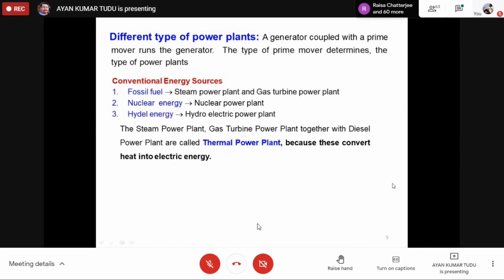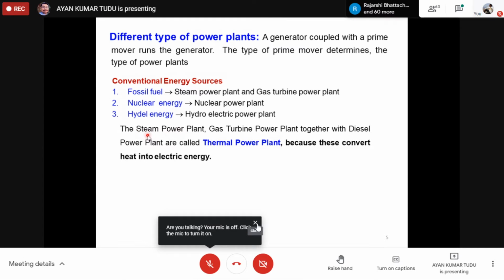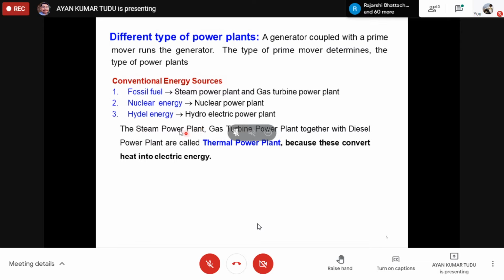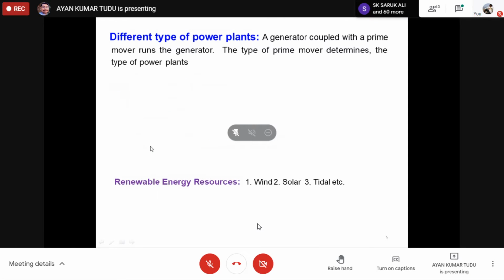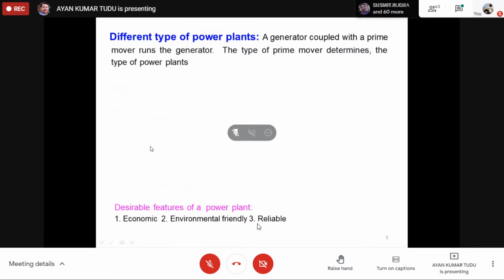Okay, so in this class we'll be dealing more with the steam power plants, because in India we are around 60% dependent on the steam power plants, and basically the primary source of fuel is coal. Obviously renewable energy sources, as I mentioned a while ago, are wind, solar, tidal, etc. And what are the desirable features of a power plant? It must be economic, environment friendly, and reliable. But when we're talking about these coal-fired power plants, they are very seldom environmentally friendly.